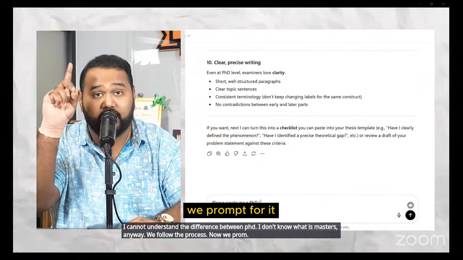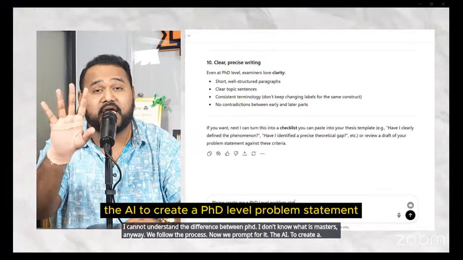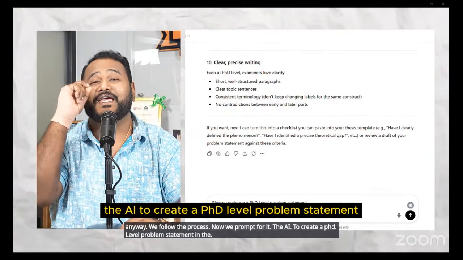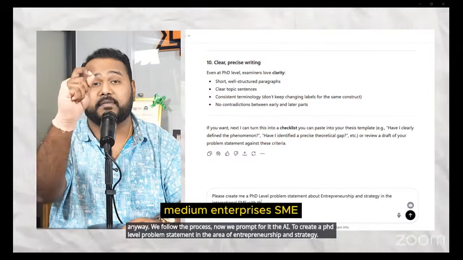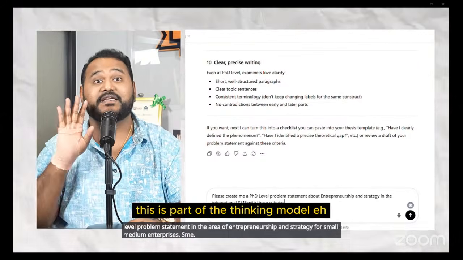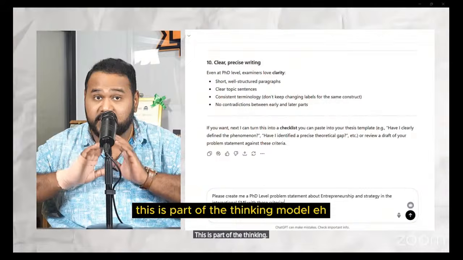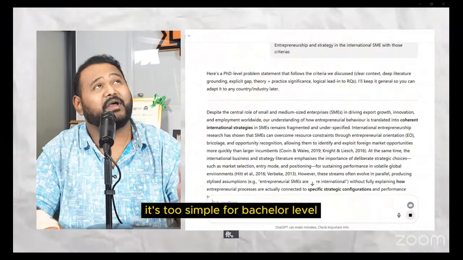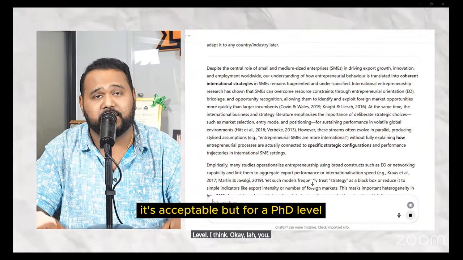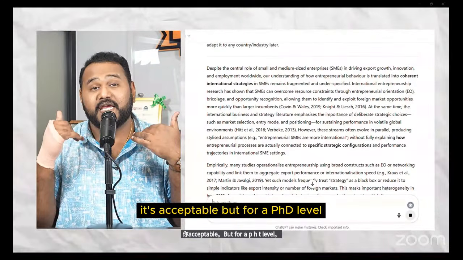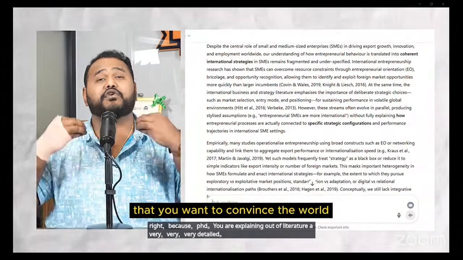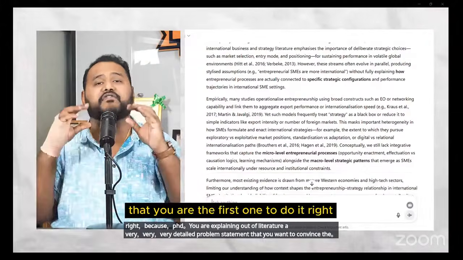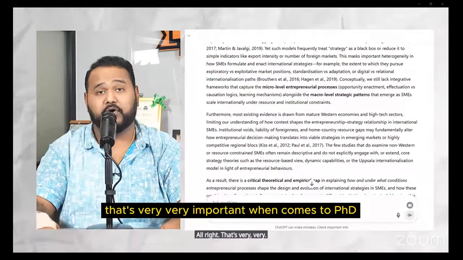Now we prompt the AI to create a PhD level problem statement in the area of entrepreneurship and strategy for small medium enterprises, SME. This is part of the thinking model. It is supposed to be the most advanced AI model in the world. As you can see, it's not lengthy enough and it's too simple. For bachelor level, I think it's acceptable. But for a PhD level, I don't think so. Because for a PhD you are explaining out of literature a very, very detailed problem statement, because you want to convince the world that you are the first one to do it. That's very important when it comes to PhD.